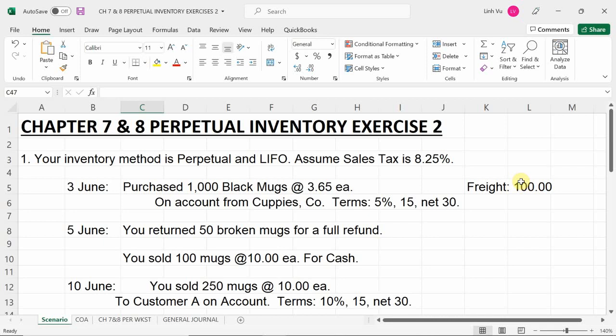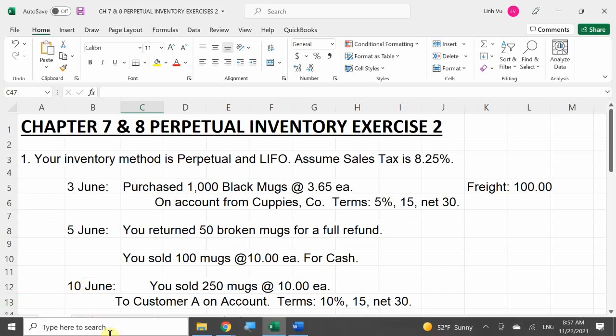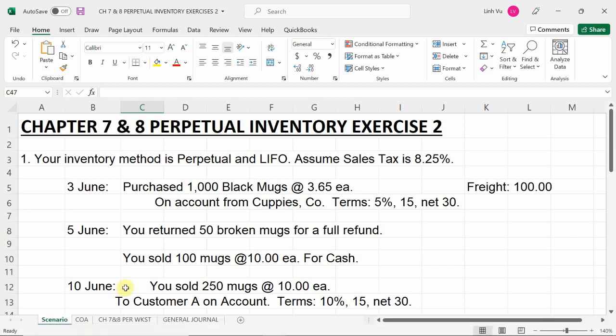So you have the choice here whether you want to journalize it first or post it to the inventory worksheet. I'm going to let you guys decide. What do you want to do? You want to journalize it first or put it into the inventory worksheet? Let's journalize it first. Okay.